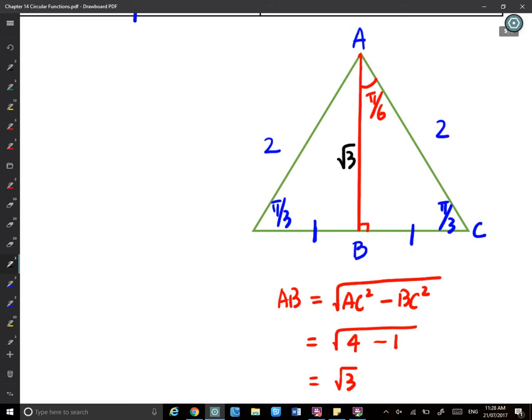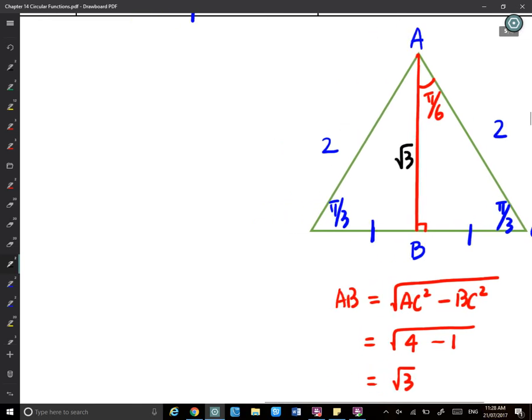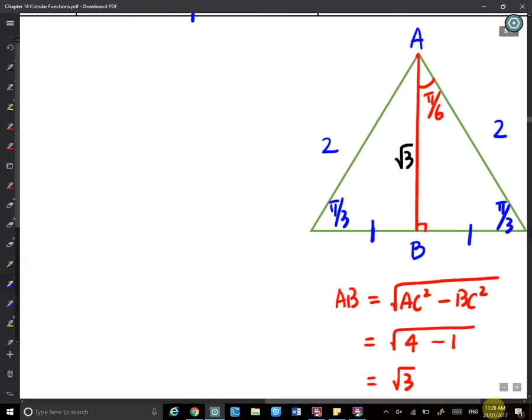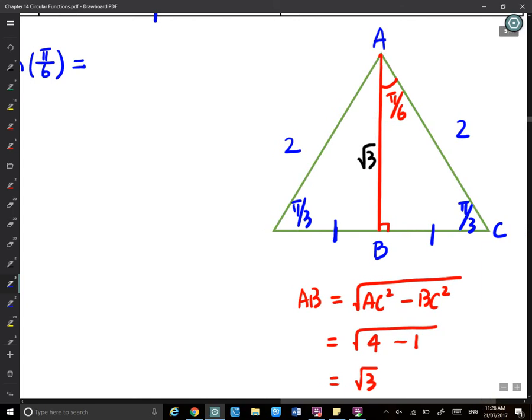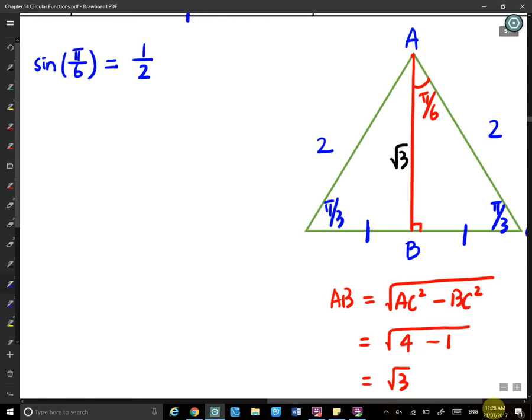Let's just look at the triangle ABC, which is a right angle triangle. Then I can find all the ratios. Let's target pi on 6 first. What is sine pi on 6 in that right angle triangle? The opposite is 1. Hypotenuse is 2, so it's 1 over 2. Then look at the cosine pi on 6 value. Cosine pi on 6 is the adjacent, which is root 3, over hypotenuse, which is 2. So it's root 3 over 2.